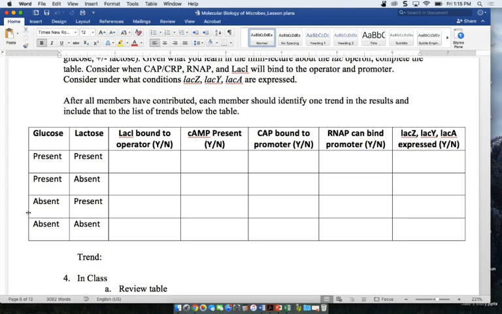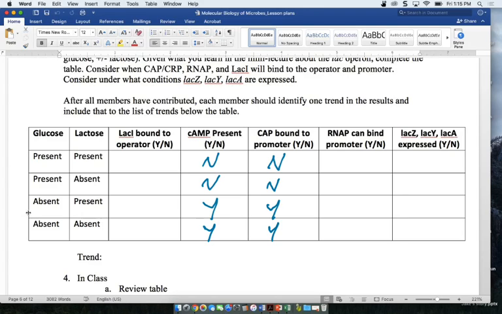So in which cases here, and instead of looking across rows, we'll look in columns, sorry, do we find cyclic AMP being present? Would it be when glucose is present or absent? Yeah, so there's an inverse correlation there. If glucose is absent, we've got cyclic AMP. Yes, yes, no, no. And if cyclic AMP is present, does CAP bind? Yeah. Yes, yes, no, no.